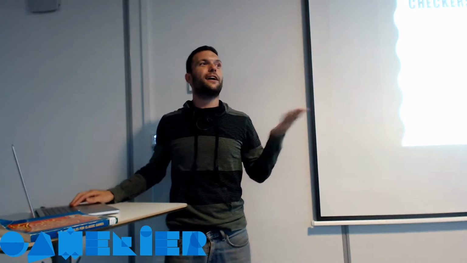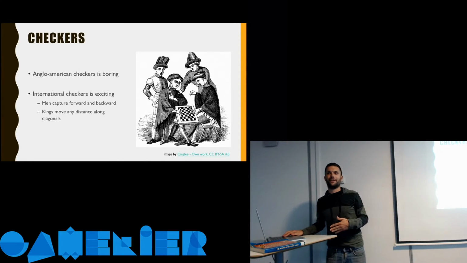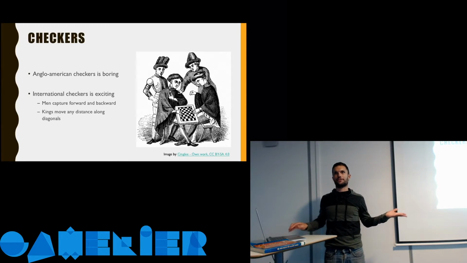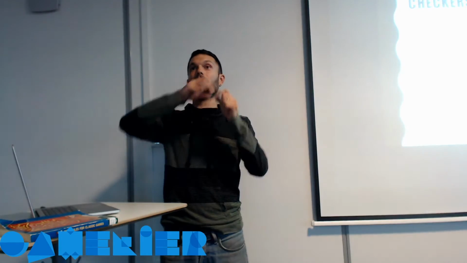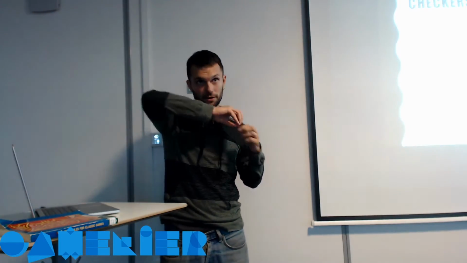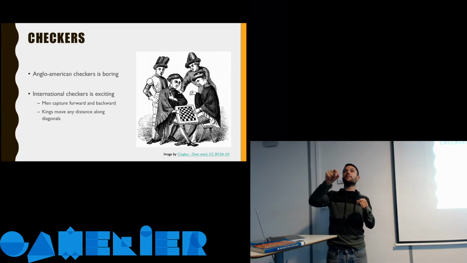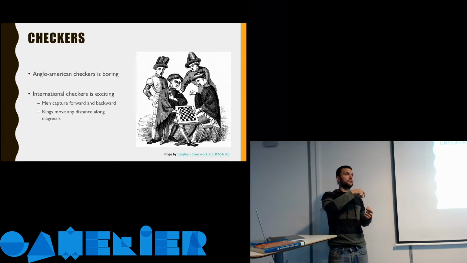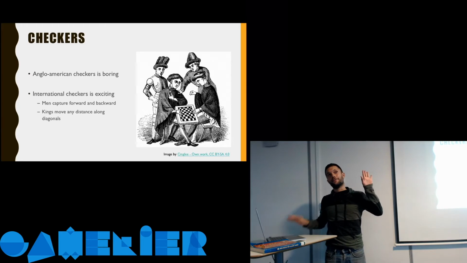And the version that people in this room probably play, I imagine, is the international version, which was invented in France, in which, when you jump, the kings can jump many pieces, and can move along the entire row like a bishop in chess. And even the men, which are the kind of pawns before they get promoted, can also move backwards. So already there, it gets much, much more interesting. So that's the beginning of checkers, and after that it gets really crazy.